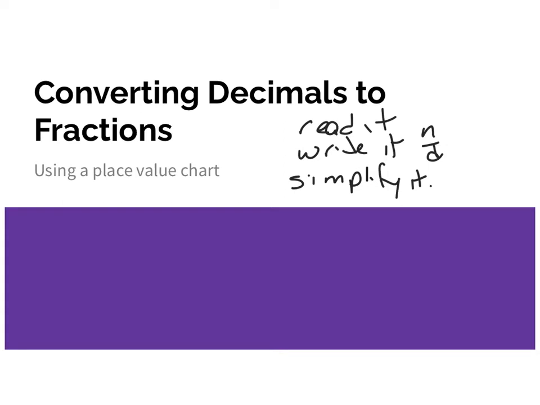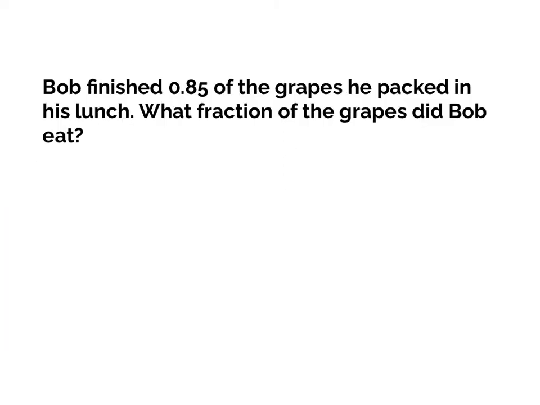So let's practice one. So here's our word problem. Bob finished 85 hundredths of the grapes he packed in his lunch. What fraction of the grapes did Bob eat? So let's go ahead and look at it. So we have 0.85.